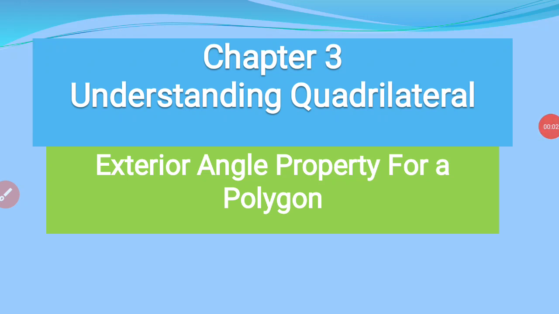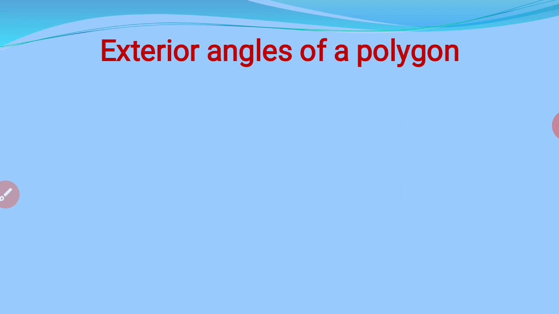Hello children, we have already started with chapter number 3, that is understanding quadrilaterals of standard 8. We have studied about the properties of the interior angles of a given polygon. Now we are heading towards the next property, that is the exterior angle property of a polygon. Here we are going to study about the exterior angles.